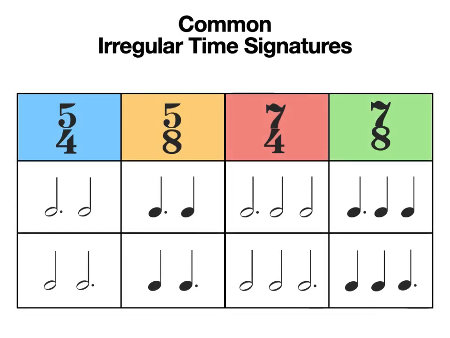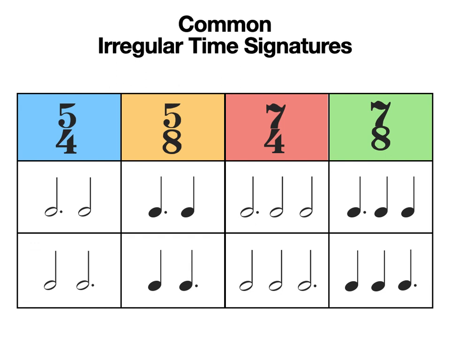So let's put these common irregular time signatures into a table with their different groupings. So on the left we have our 5/4 time signature, 5 crotchet beats in a bar, and we can group this as dotted minim followed by minim or minim followed by dotted minim. Then we have our 5/8 time signature. This means 5 quaver beats in a bar. We can have dotted crotchet followed by crotchet or crotchet followed by dotted crotchet.